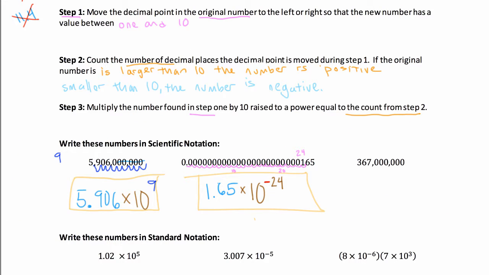Then I've just got one more problem here. This one isn't too crazy. I'm going to move this decimal. My A is going to be 3.67. And that decimal is going to go 1, 2, 3, 4, 5, 6, 7, 8. And it's going to be times 10 to the positive 8 because that number is big.